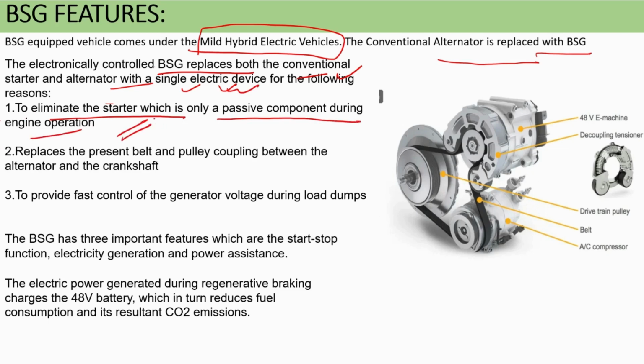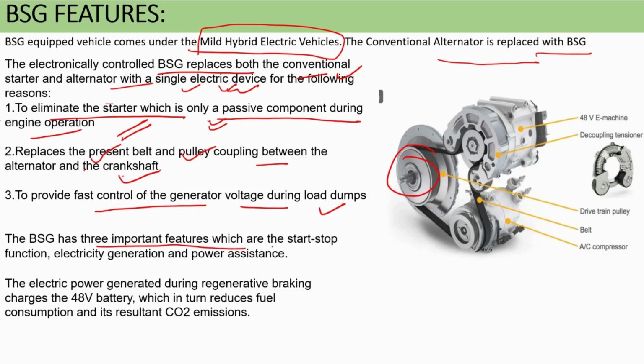I hope I have already explained this. What does it mean? This is a passive component that replaces the present belt and pulley coupling between the alternator and crankshaft, to provide fast control of generator voltage during load dumps.